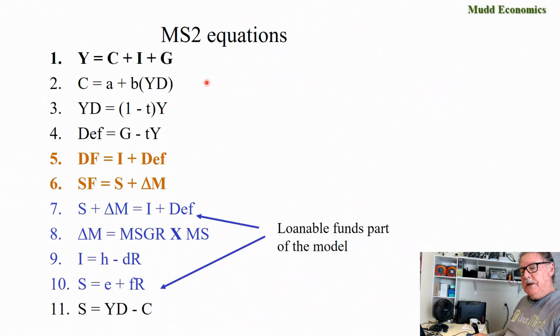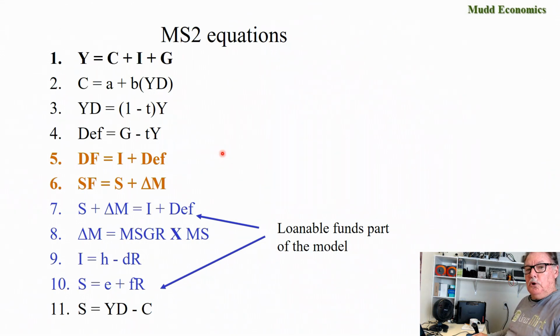We still have our linear consumption function consisting of autonomous consumption plus the consumption coefficient times after-tax disposable income. Formula 3 is our disposable income formula. It's 1 minus the tax rate times national income. So that would be 0.8, for example, times national income. The deficit, by definition, is equal to government spending minus tax receipts. And tax receipts is the tax rate times national income.